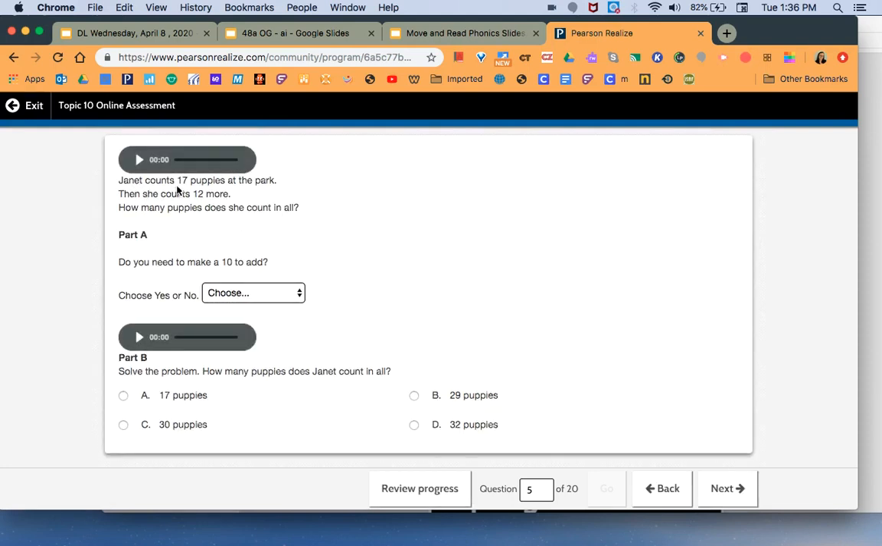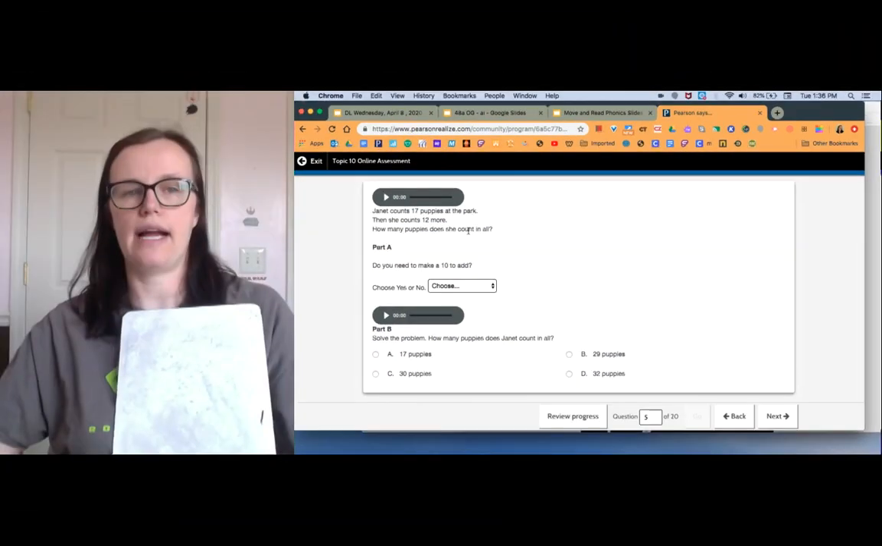Okay, Janet counts 17 puppies at the park, and then she counts 12 more. How many puppies does she count in all? So do you need to make a 10? I need to choose yes or no. So you guys might need to pull out your piece of paper here because we'd have to go ahead and draw what this would look like. So I'm going to grab my piece of paper so I can see if I can make a 10.